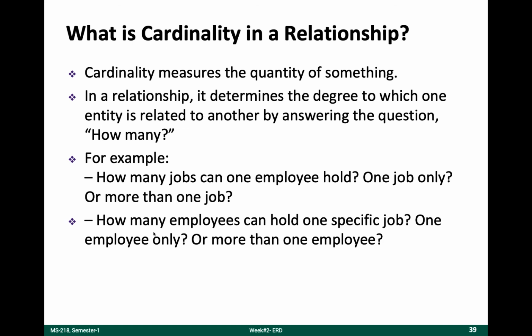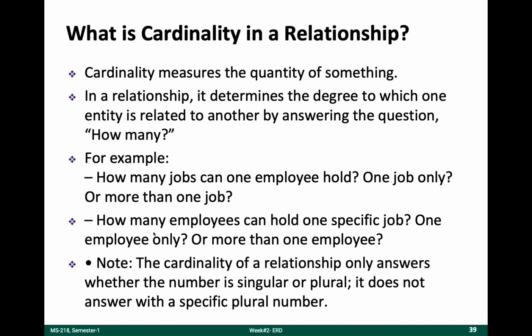So how many employees can hold one specific job? One employee only. Usually in most of the companies, one employee cannot hold two jobs in the same company, okay? Or more than one employee. The cardinality of a relationship only answers whether the number is singular or plural, okay? So when I am saying one, if there is something two, then I would say many. So cardinality could be one or many, okay? So it's singular or plural. Like if it's 2, 3, 4, 5, 10, I would say many. Only I would say many, okay?